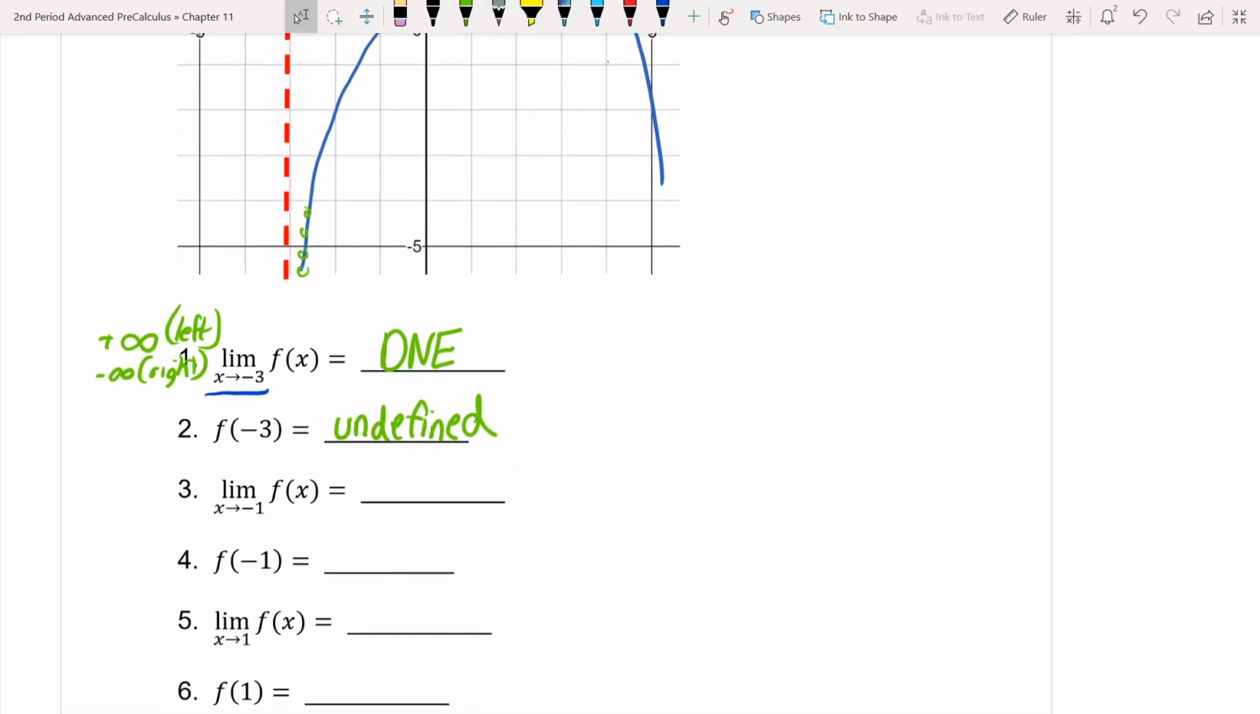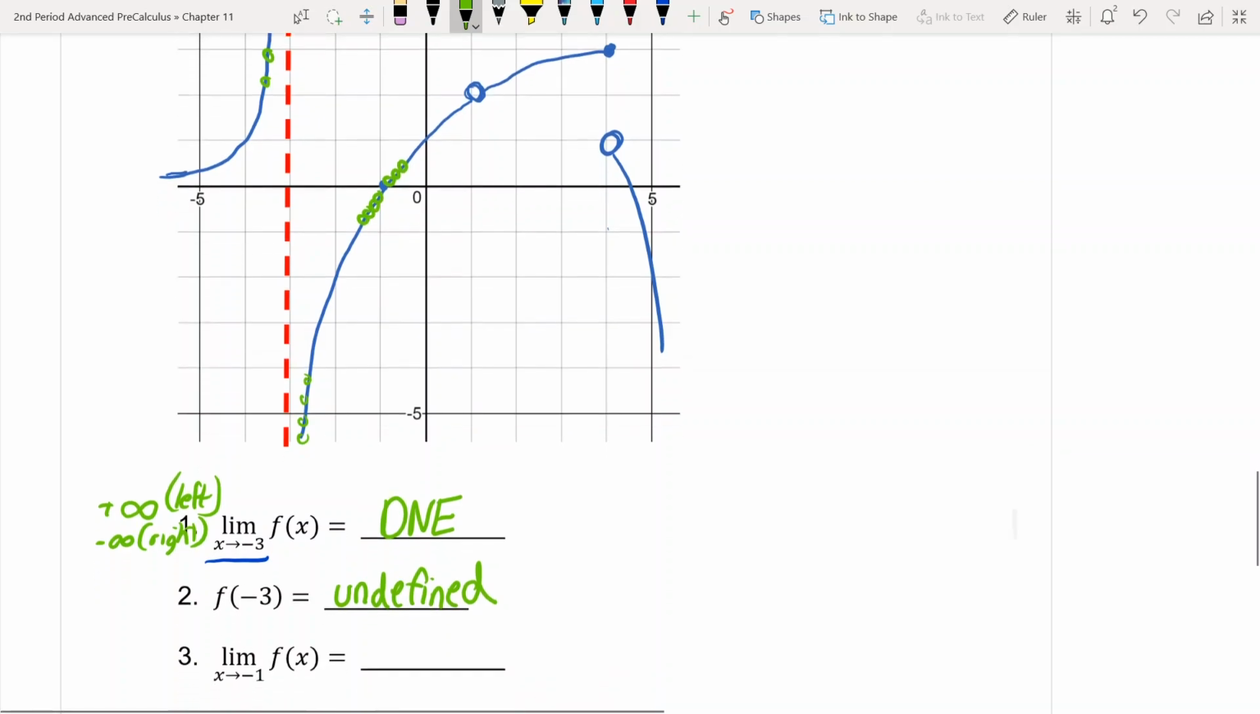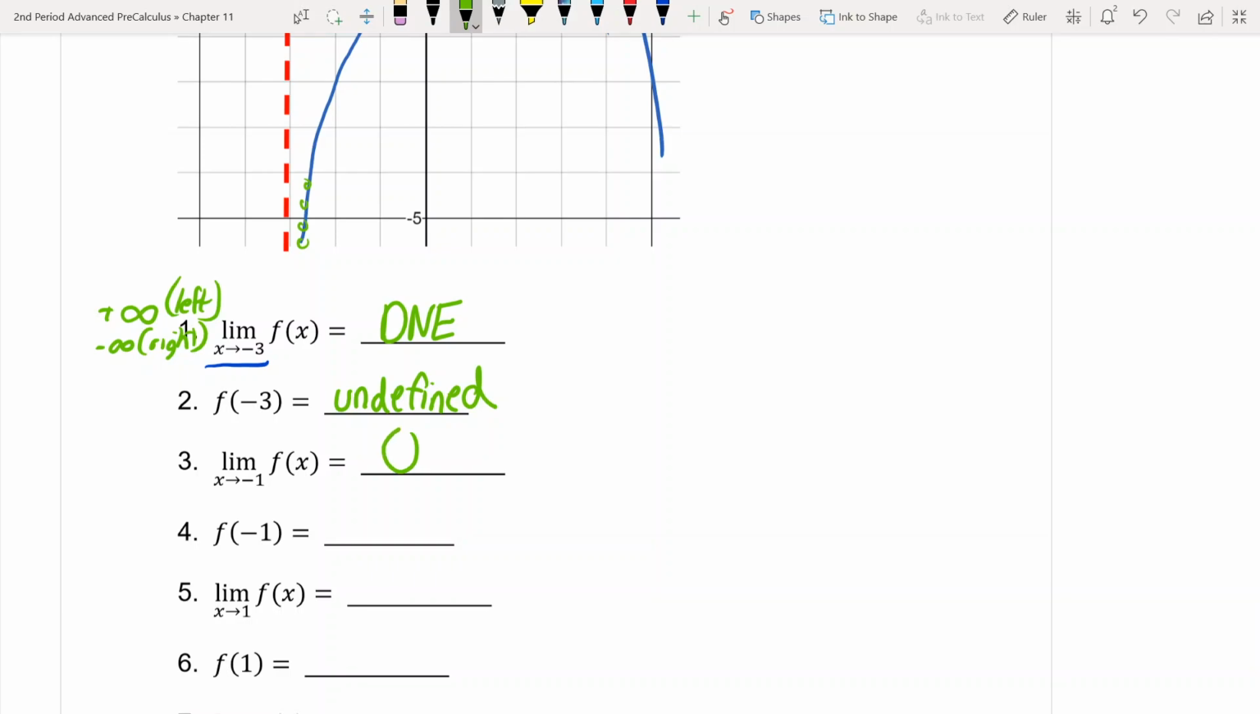The third one, the limit as x approaches -1. Well, -1 is right here and it's filled in. And as I get closer and closer to -1 from the right, I'm getting closer and closer to a y value of 0. If I approach -1 from the left, I'm getting closer and closer to a y value of 0. So the limit as x approaches -1 is going to be 0. f of -1 is also 0 because the point is filled in.